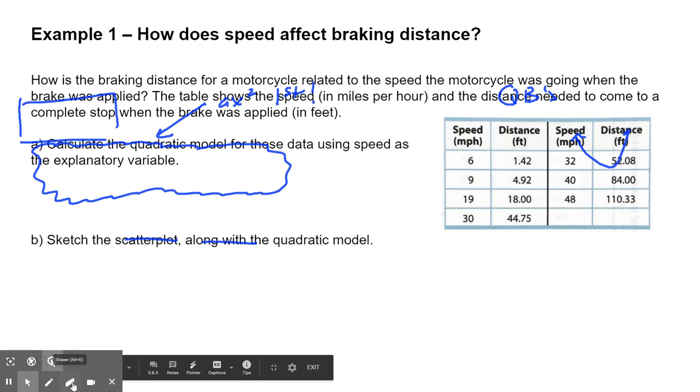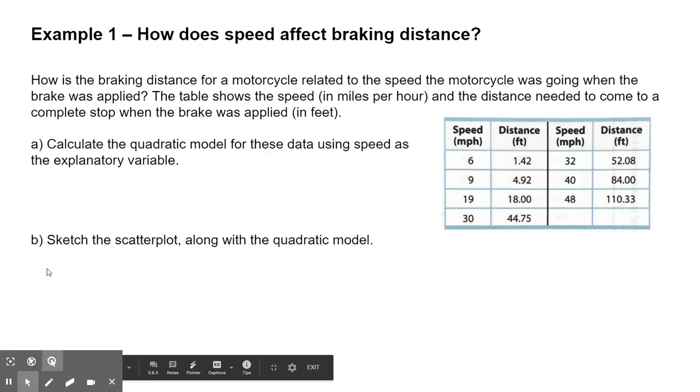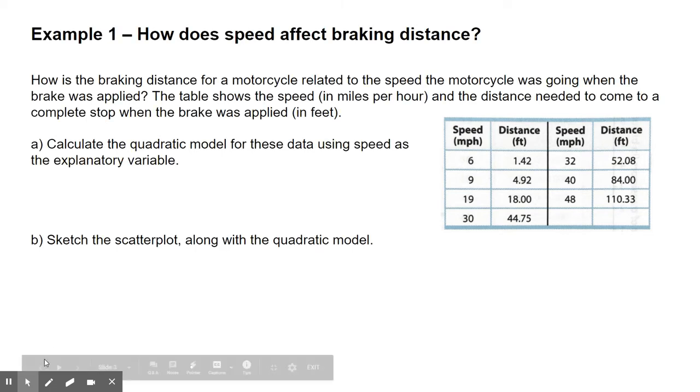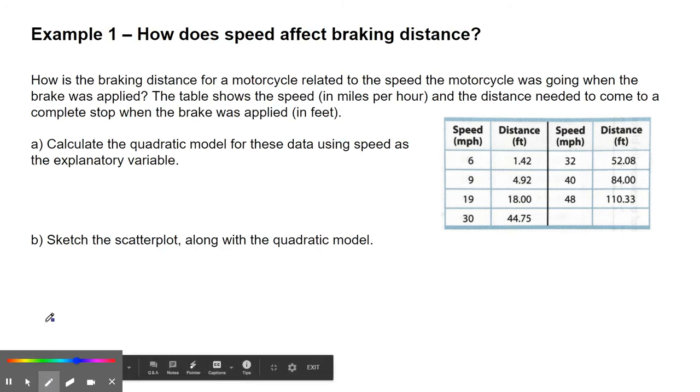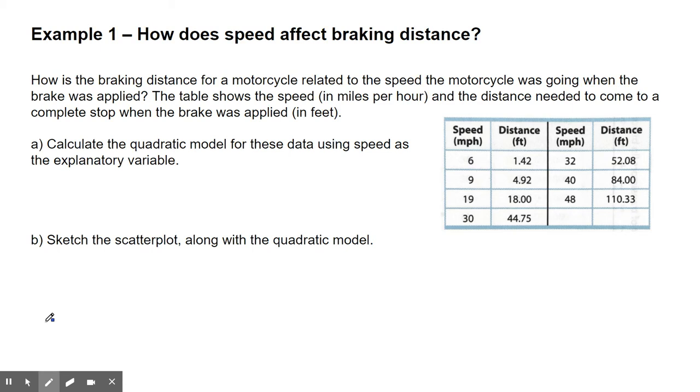Sorry about that. Let me erase those. So here's our first example. How does speed affect braking distance? How is the braking distance for a motorcycle related to the speed the motorcycle was going when the brake was applied? The table shows the speed in miles per hour and the distance needed to come to a complete stop when the brake was applied, in feet. Part A: calculate the quadratic model for these data using speed as the explanatory variable. So speed is your explanatory, or your x, which means distance is your response, or your y.